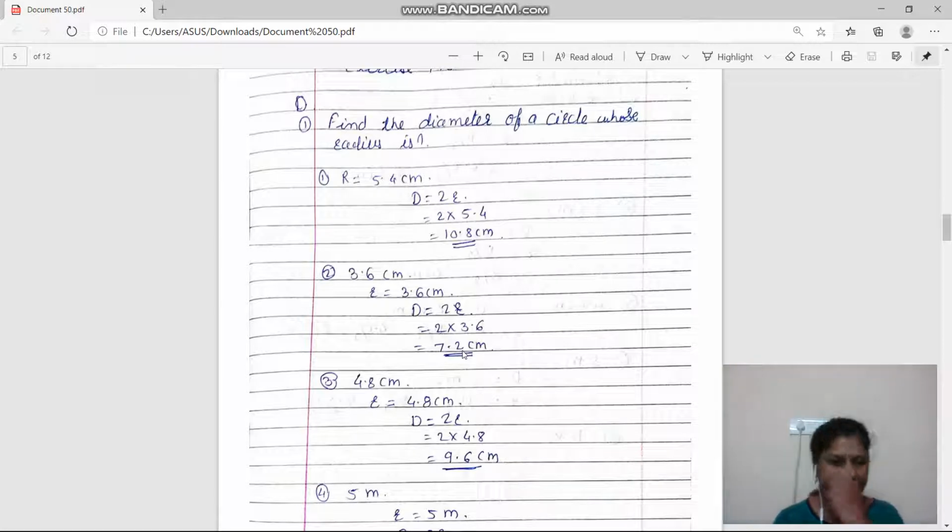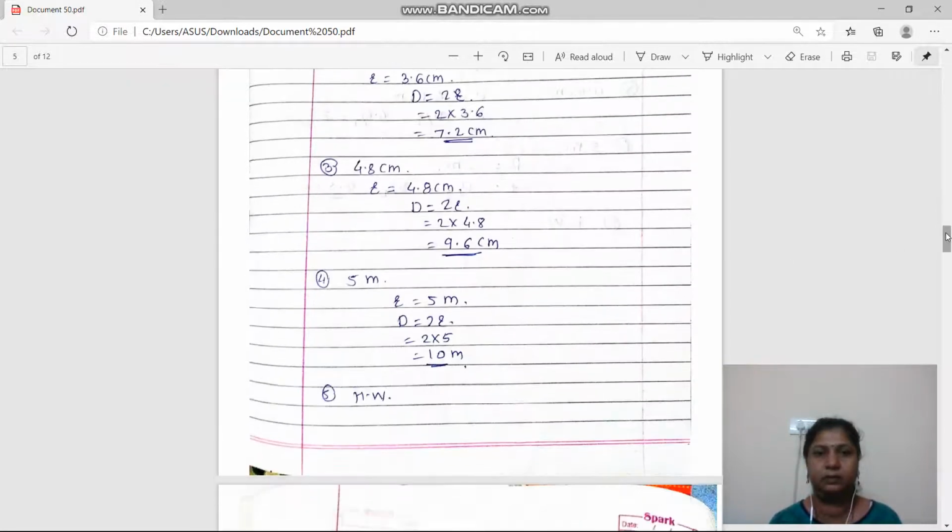Next, 4.8. r is equal to 4.8. So d is equal to 2r. 2r means 2 into r. So r is 4.8, 2 multiplied by 4.8, we get 9.6. We have to just multiply by r. Then radius is equal to 5 meters. So diameter is equal to 2 into r, that is 2 into 5. So we get 10 meter. Does everyone understand? So let's start the next example.